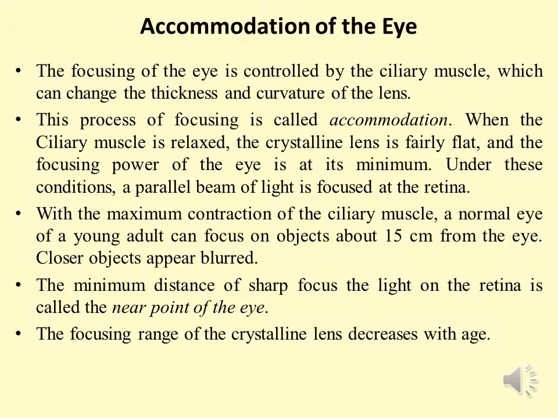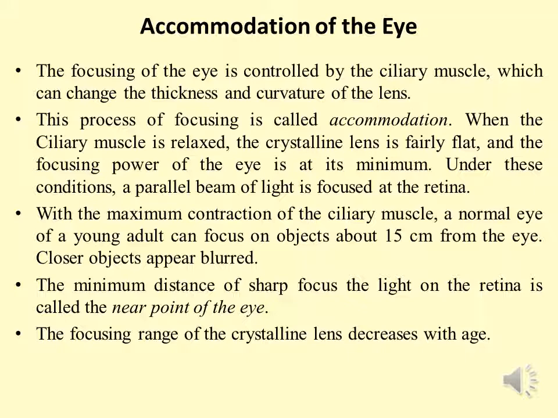Accommodation of the eye. The focusing of the eye is controlled by the ciliary muscle, which can change the thickness and curvature of the lens. This process of focusing is called accommodation. When the ciliary muscle is relaxed, the crystalline lens is fairly flat, and the focusing power of the eye is at its minimum. Under these conditions, a parallel beam of light is focused at the retina.